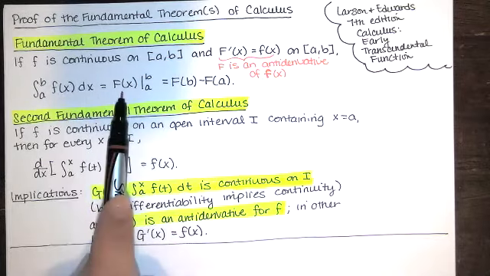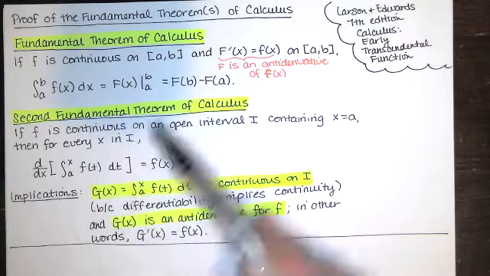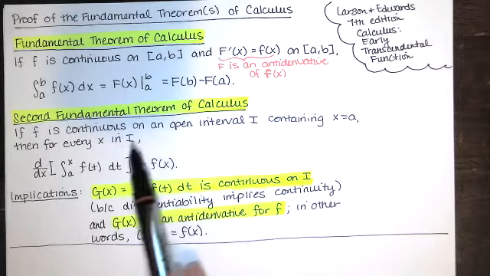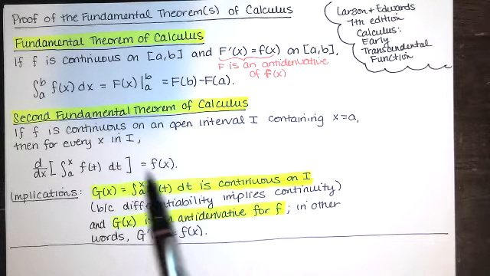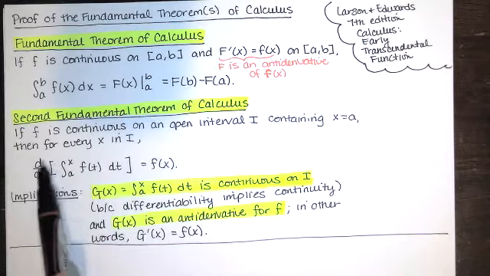All we had to do is find the antiderivative, plug in the upper limit, plug in the lower limit, subtract, and we're done. Okay, so that's fundamental theorem part 1. The second fundamental theorem is this. It looks a little strange, but it's not too bad if you can remember what this represents.